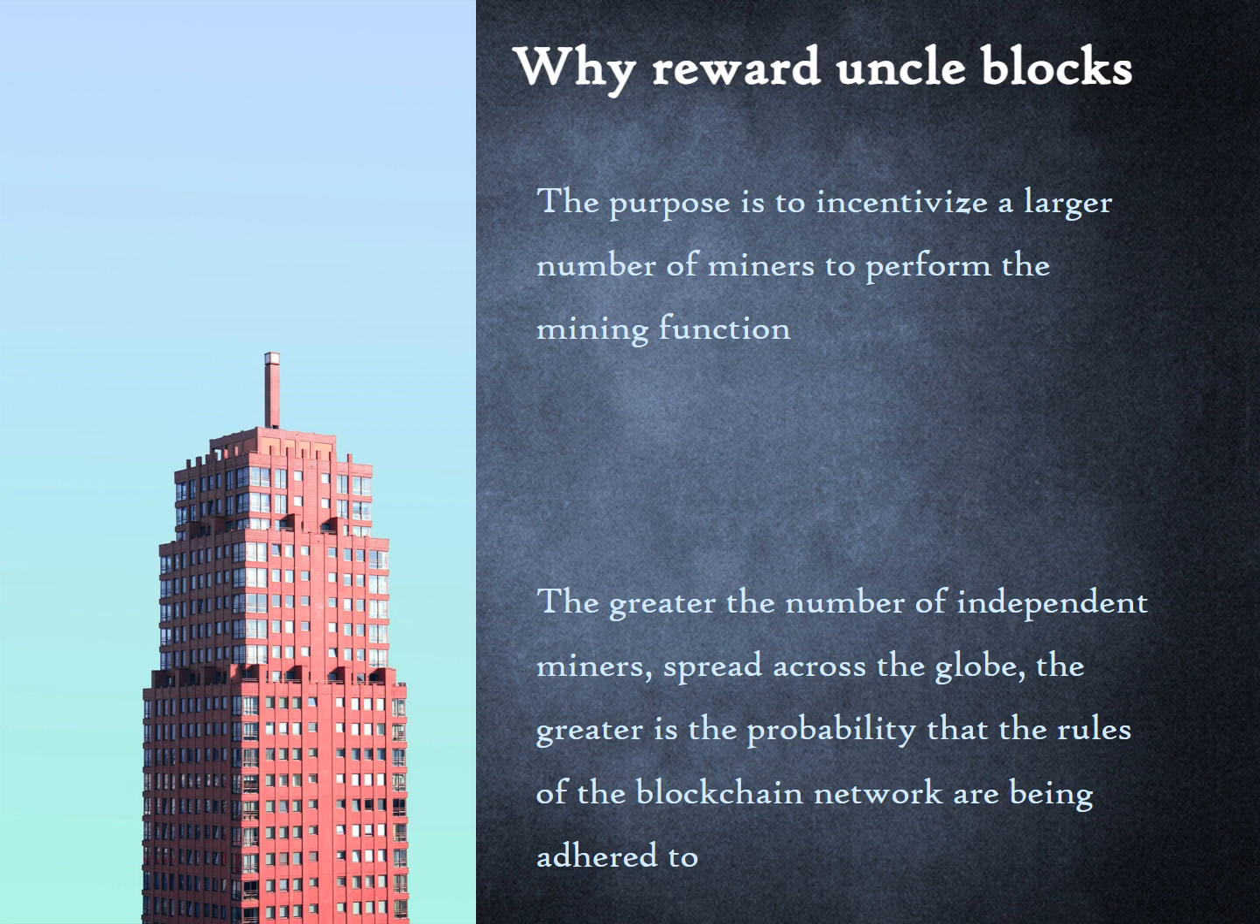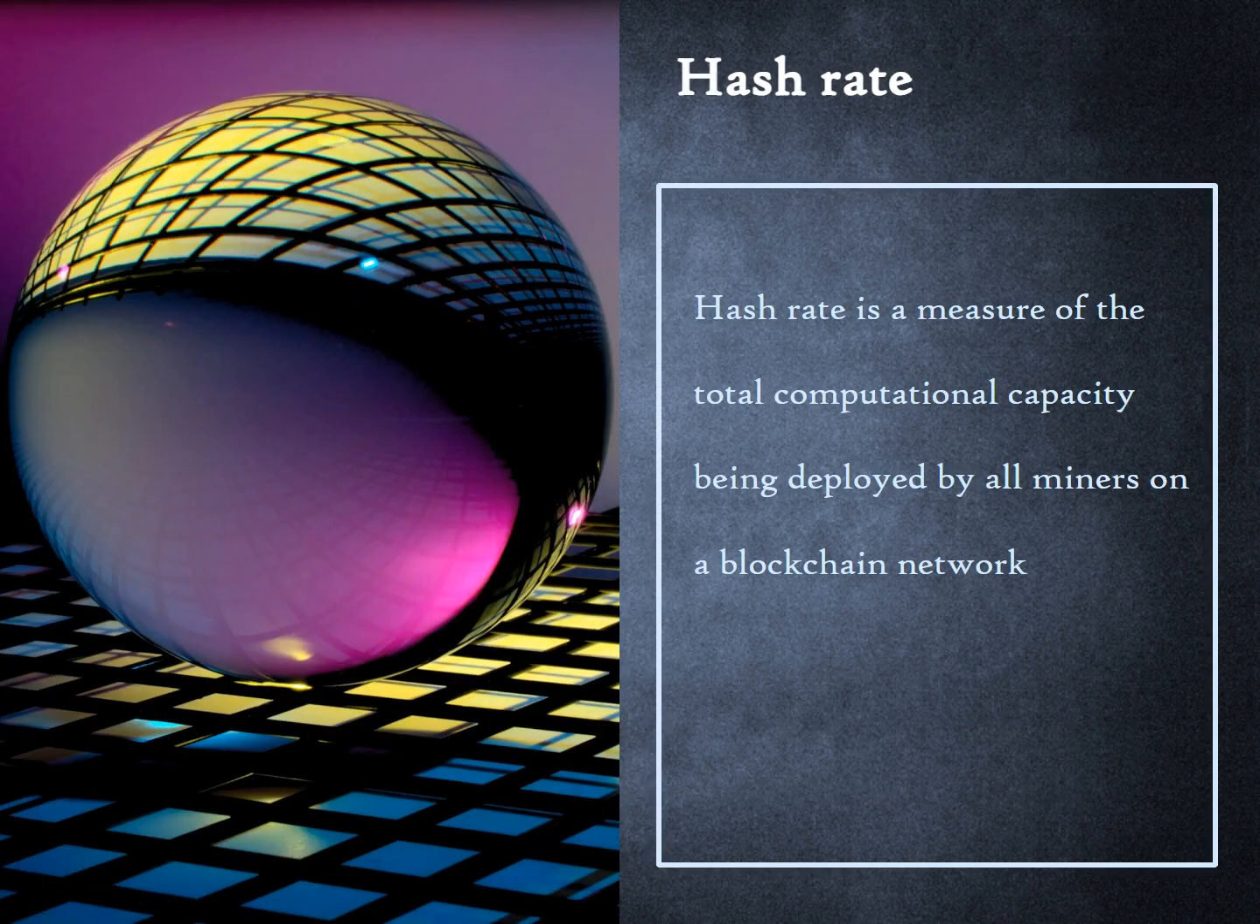Imagine if there were only 10 miners in the system. 6 of them could form a majority and collude among themselves to attack the rules of the system for malicious reasons. This brings us to the concept of hash rate. Hash rate is a measure of the total computational capacity being deployed by all miners on a blockchain network. A higher hash rate makes it harder for malicious miners to attack the rules of the network.